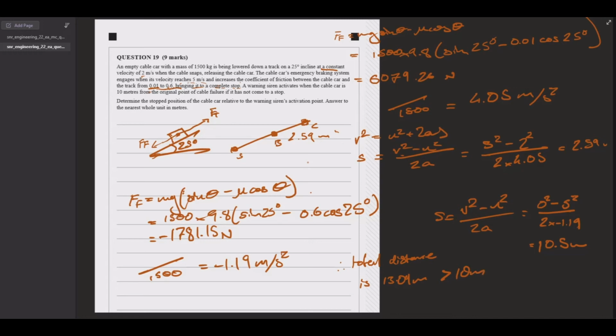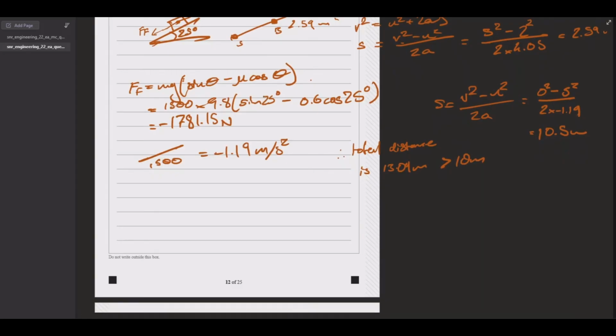Oh, there's another part to this question, that's my bad. Determine the stop position of the car relative to the warning siren's activation point. Well, that's just 13.09 minus 10, so 3.09 meters.